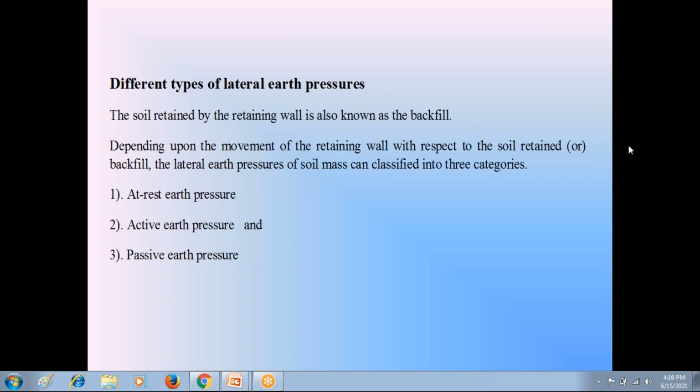Now I am going to answer the questions raised by the students. Some questions raised by the students are: what is the pressure from soil? The wall is stable. Yes. The first question raised by regular 125.